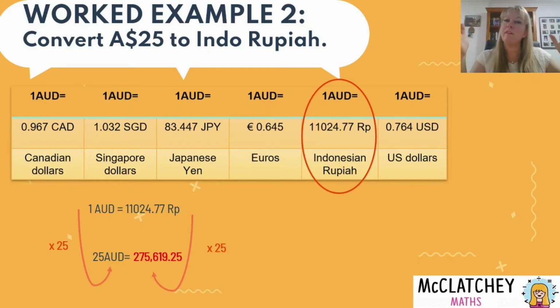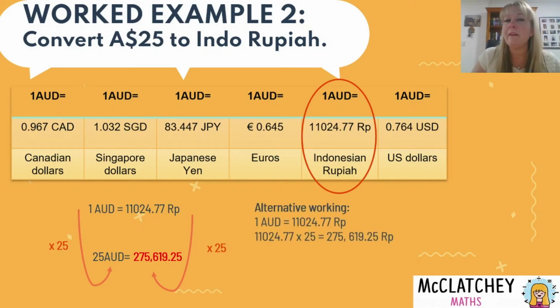Now think about the logic in that. We had to multiply from $1 to 25, so we got a bigger answer. So we're expecting our answer for rupiahs to be bigger than 11,000. Always think about what are you expecting to see. Once again, our alternative working here is to simply write our exchange rate and then jump straight to the multiply by 25 and give your final answer with the currency that's required.